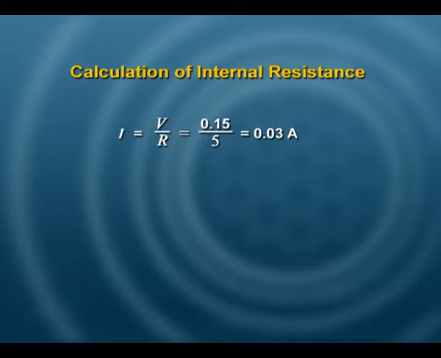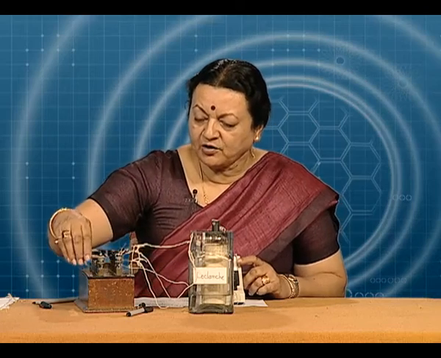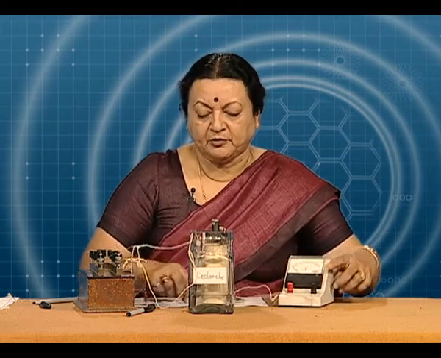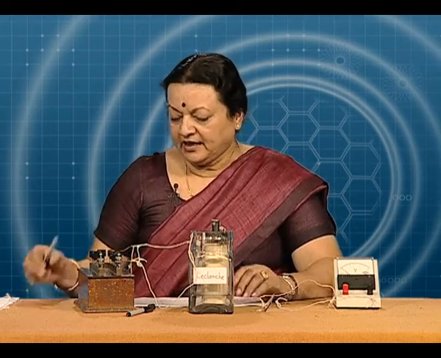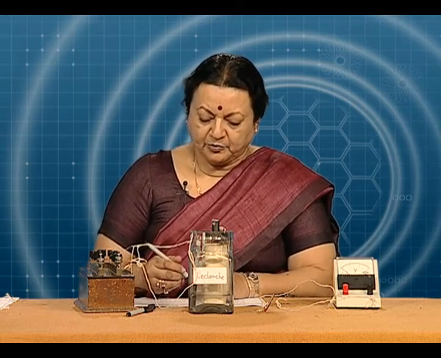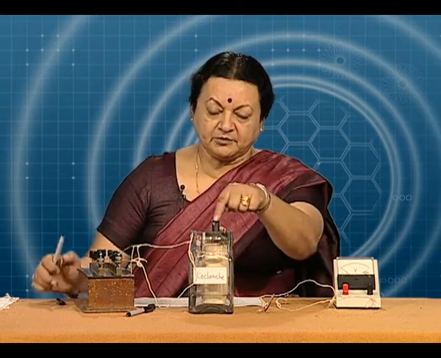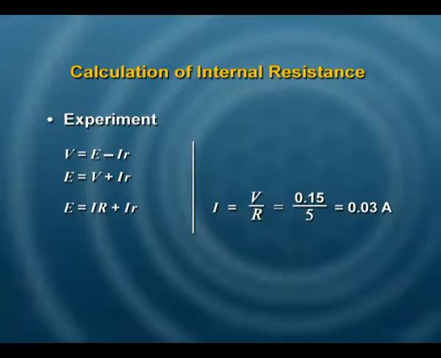I can take that value and now calculate what will be the value of potential difference which is coming out here. In order to do that, the potential difference that we got here between these two, also called the terminal potential difference, V is equal to E minus I R. What is I?